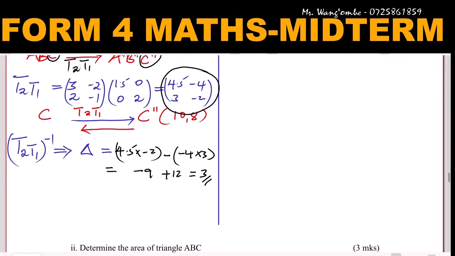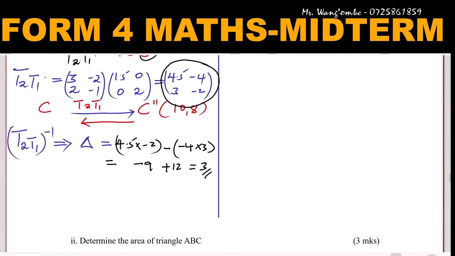So after getting the determinant, this is how we proceed. To get the inverse, 1 divided by 3. Then we interchange these values, and this is how we're supposed to interchange the values. So this will be negative 2, 4, then negative 3, 4.5.